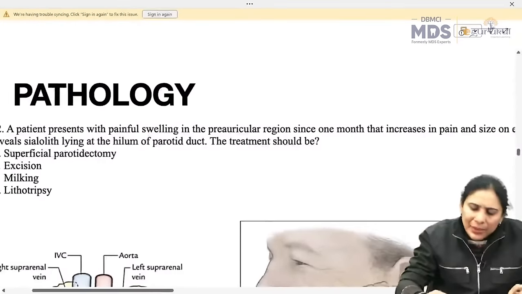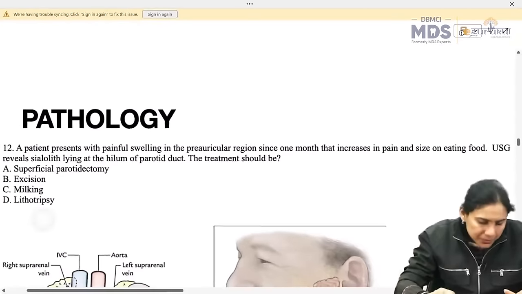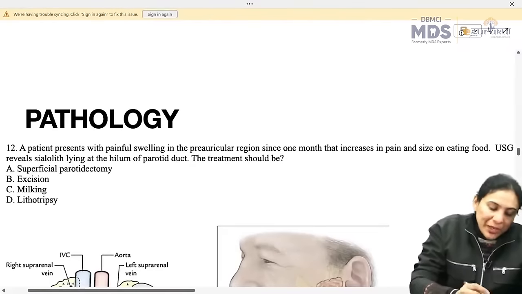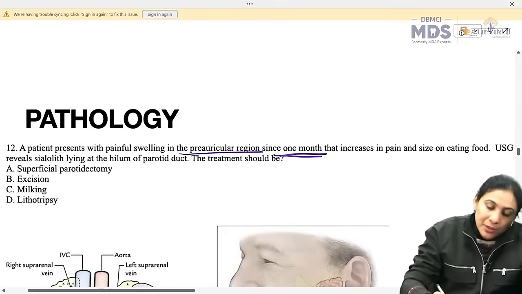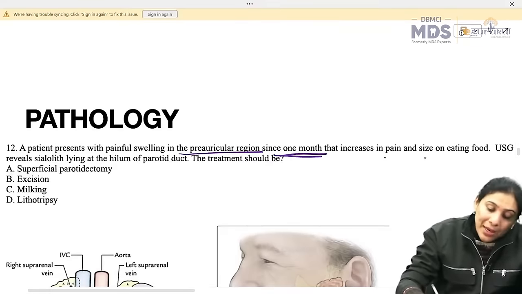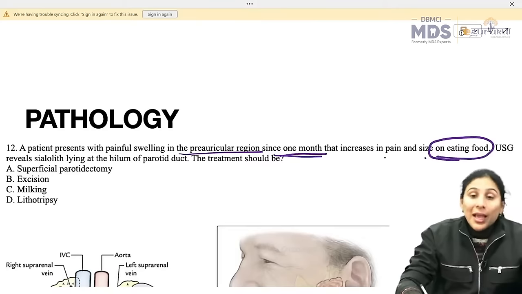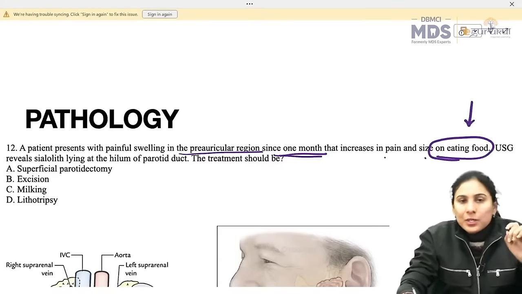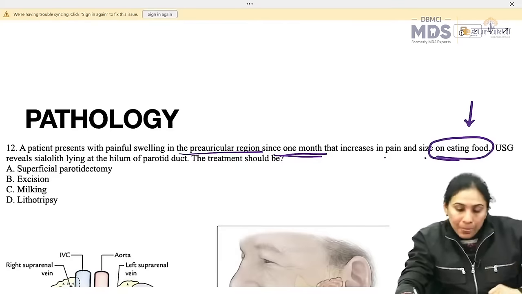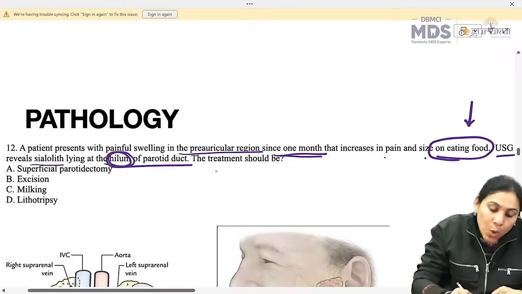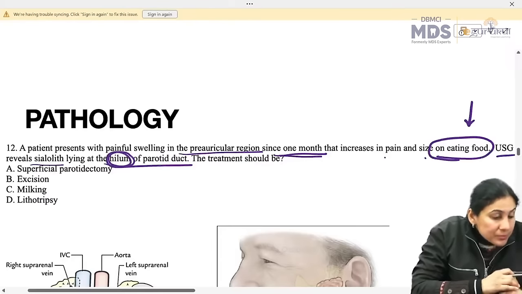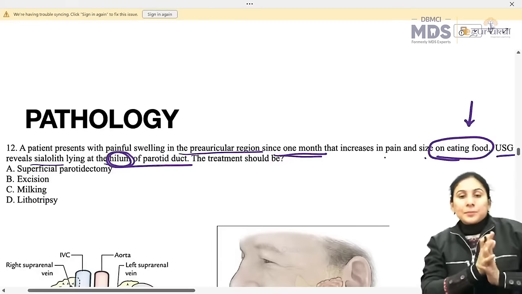Okay, next question, coming to maxillofacial pathology. Again, very, very repeated question, very, very easy question. A patient presents with painful swelling in the preauricular region since 1 month, that increases in pain and size on eating food. As soon as you read these words on eating food, that means it is related to some salivary gland. Ultrasonography reveals a sialolith at the hilum of the parotid duct. What should be the treatment? Come on. Question number 12. Answers, everybody.